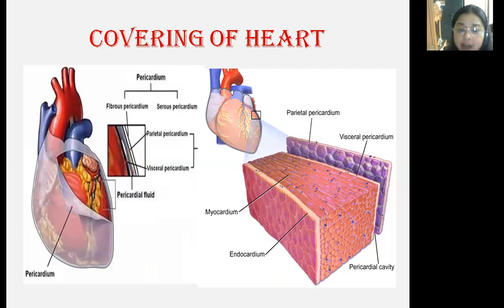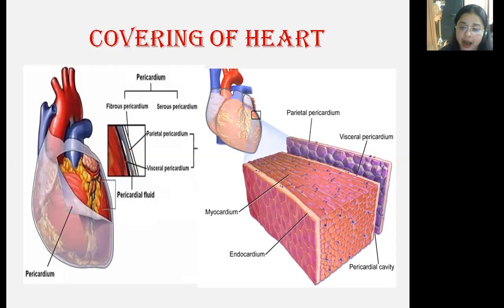Now, the covering of the heart. Covering is essential for this sensitive, important organ. From the outer side inward, we can see three major coverings. The outermost covering is the pericardium. Inner to the pericardium lies the myocardium, and the innermost lining is the endocardium.